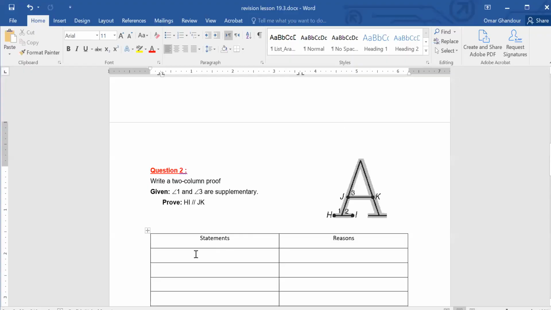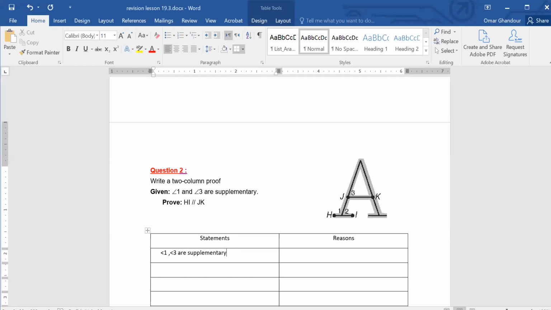So let's begin writing together. First of all, the first statement should be the given. So angle 1 and angle 3 are supplementary. Why? Because this is given. And then let's explain the meaning of supplementary. It means that measure angle 1 plus measure angle 3 is equal to 180. Why? Because this is the definition of supplementary.